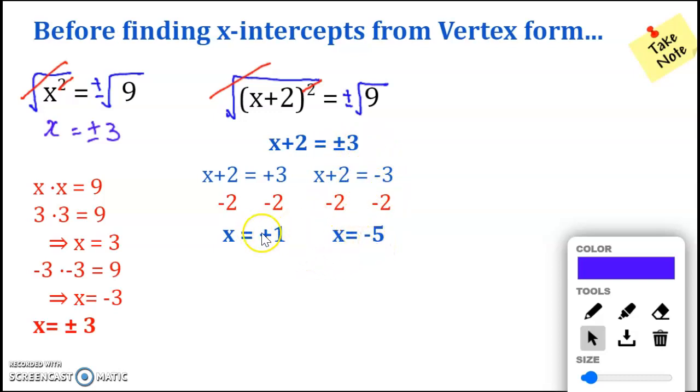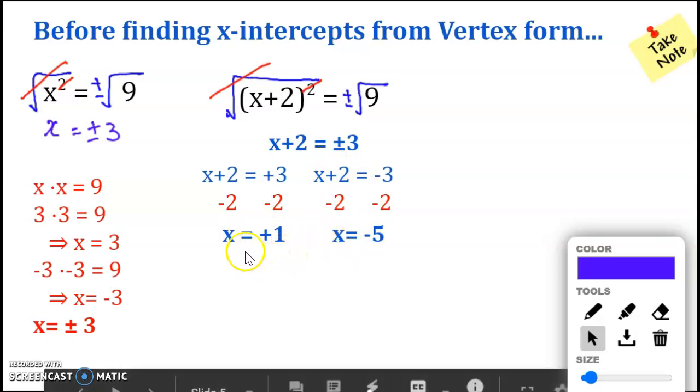Some of you think, oh, it's just going to be x is equal to positive 1 and negative 1. No, it's not so. You need to do the math. Don't jump into it.